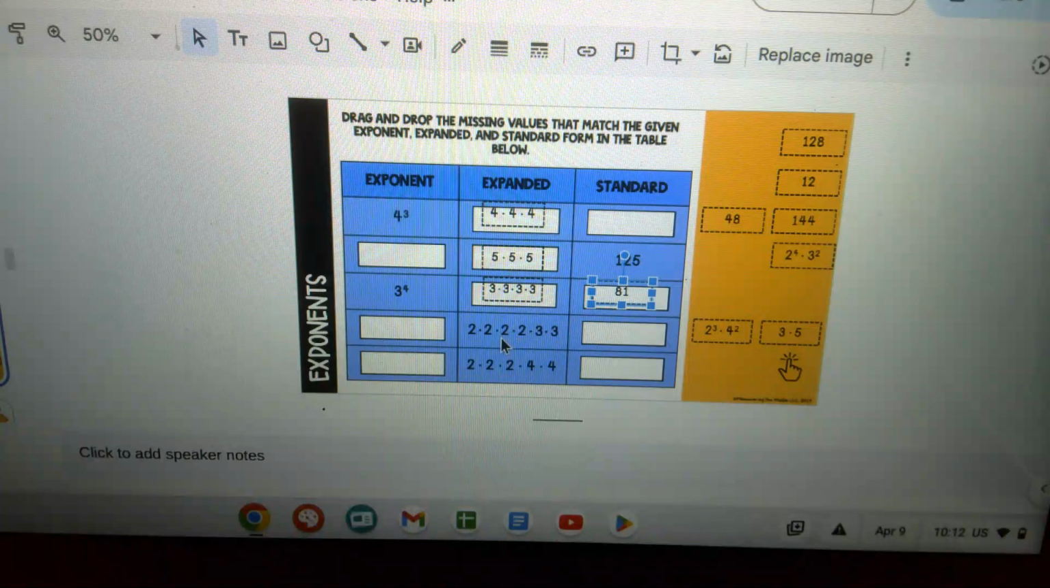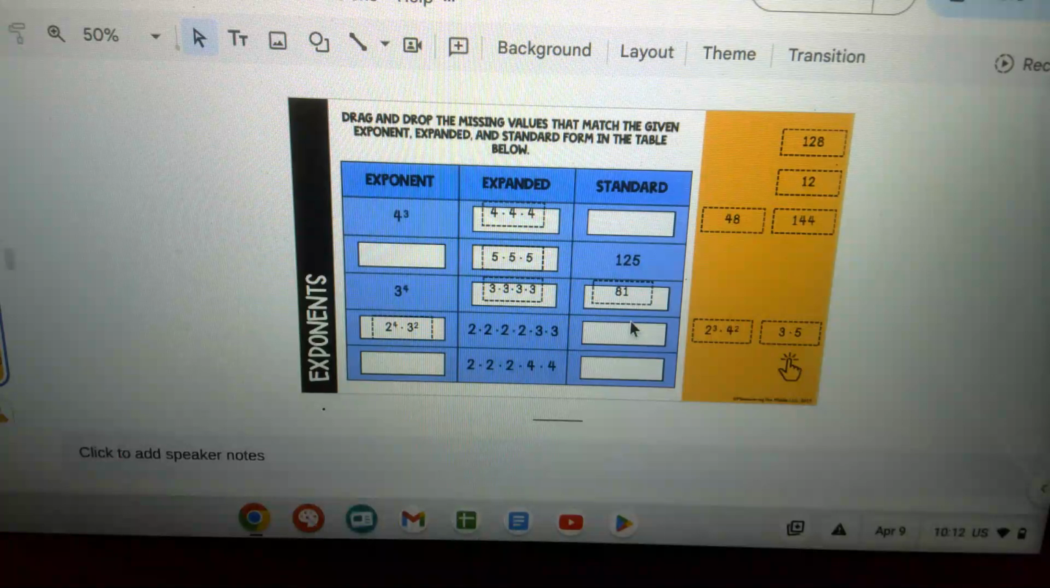This one is 2 to the what power? 1, 2, 3, 4. Is there 2 to the fourth power and 3 to the second power? And 2 times 2 is 4, times 2 is 8, times 2 is 16, and 16 times 9, is it 144? Okay, 144.